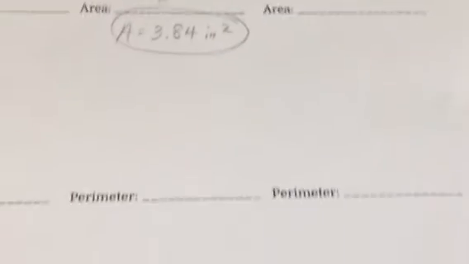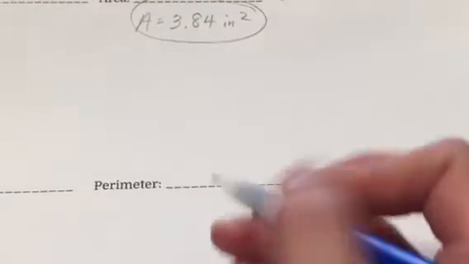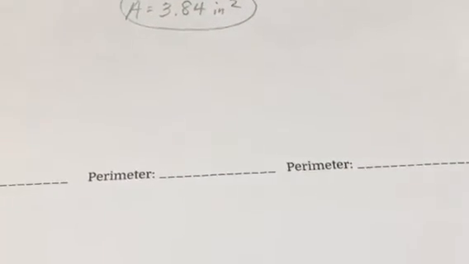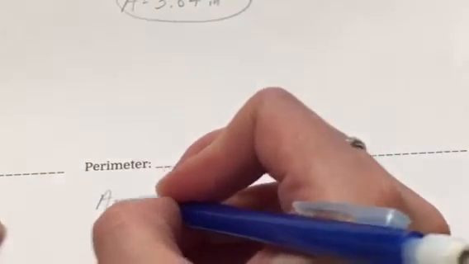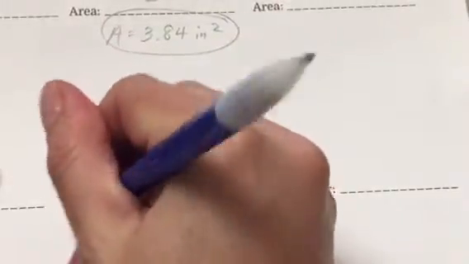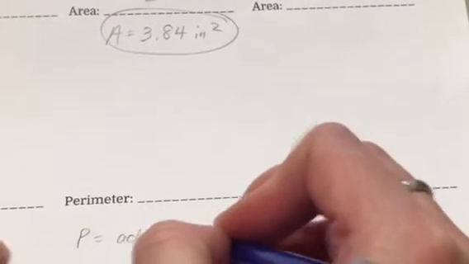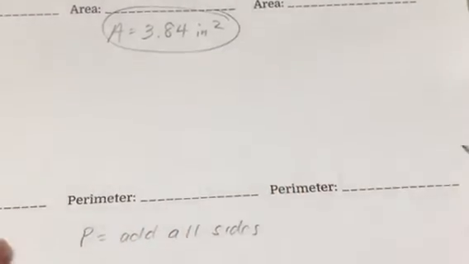All right, then if I go down to the bottom, perimeter is just when we add all the sides. Okay, so we're going to add all the different sides. Oh, we don't want to start with an A. Perimeter. You're going to add all sides.